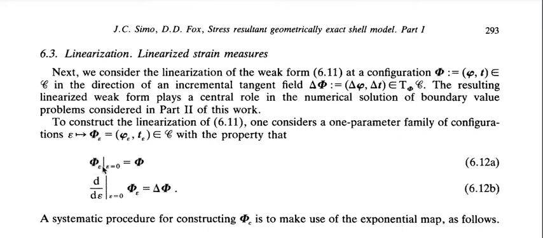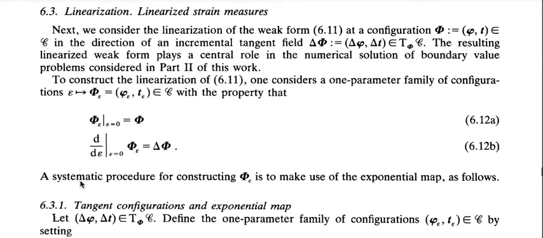So we write phi epsilon at epsilon equal to 0 as that same shell configuration at which it was earlier. And second property, the derivative of the new shell configuration phi epsilon with respect to epsilon should give us delta phi.